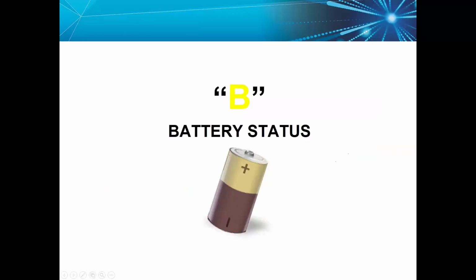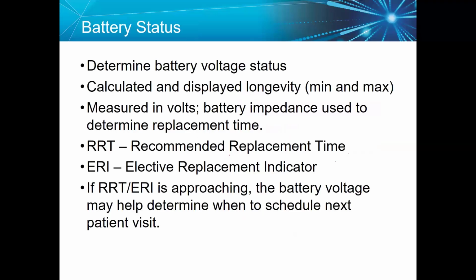Then we go for battery status, which determines the battery voltage. The status is calculated as remaining longevity, measured in volts, and battery impedance is used to determine replacement time. What is meant by RRT, recommended replacement time, and ERI, elective replacement indicator? If RRT or ERI is approaching, the battery voltage may help determine when to schedule the next patient visit.